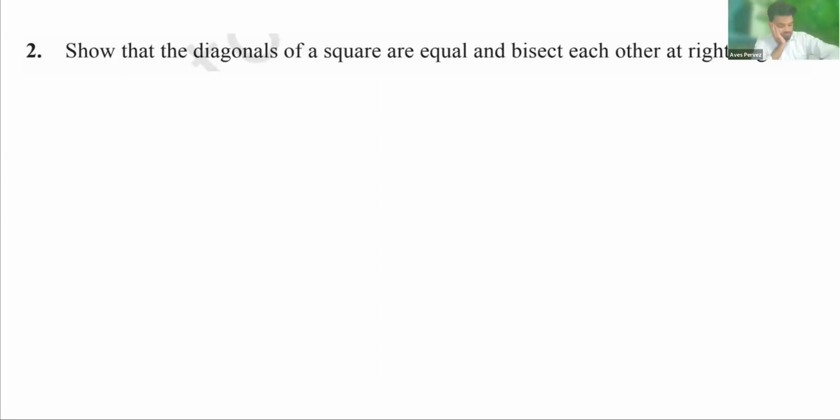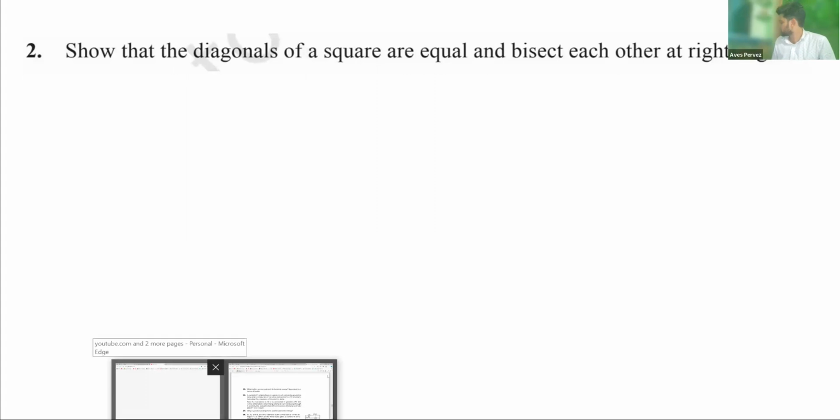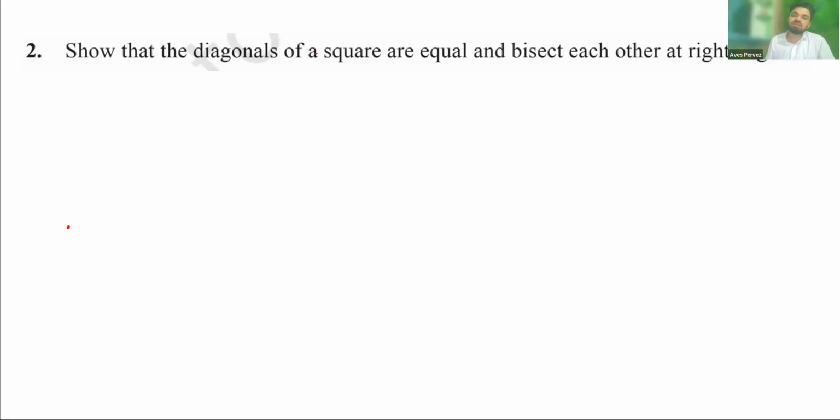How will you prove this one? Tell me first. Don't have all day. Okay. Show that the diagonals of a square are equal and bisect each other at right angle. How will you prove this one? So this is a square, and this is A, B, C, D. Rima, where have you gone? Yes, sir. Camera off.